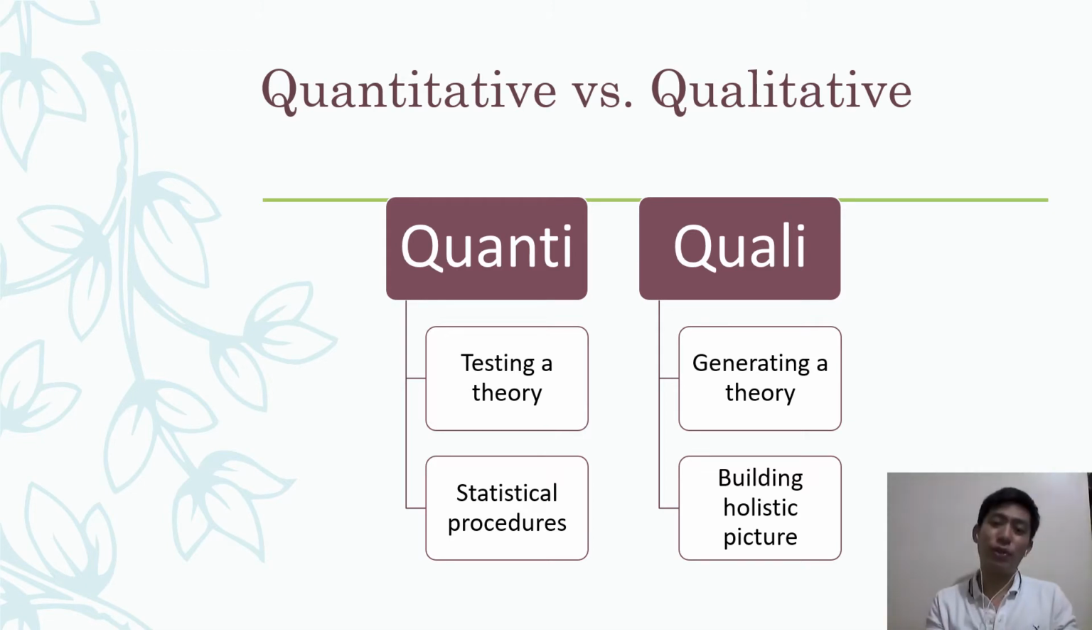interpretation of your data. However, in qualitative, you generate your own theory. Okay? You generate new knowledge. Based on the analysis, quantitative is more statistical, and qualitative is more holistic. It's more thematic, it's more on the abstract part of research.